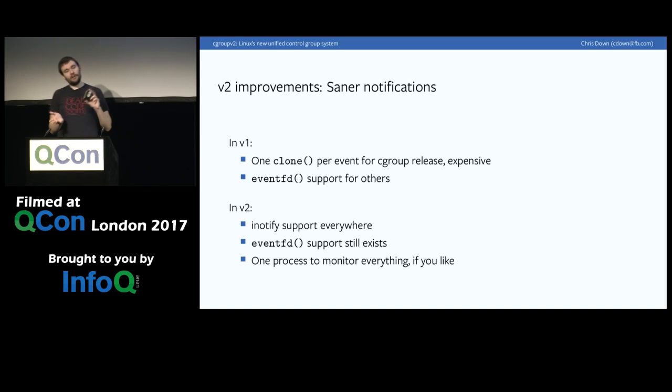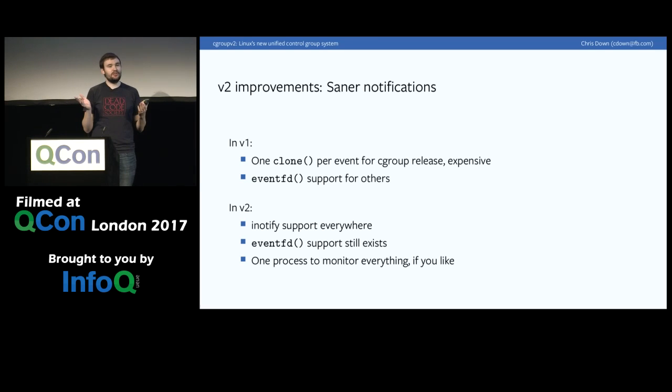But it makes sense, since these are all files, to have more file-based APIs, like inotify. So in V2, we have inotify support. You get a modification event when things change. And all events now support event-fd with poll. Generally, this is an easier API. User space utilities already exist, so you don't have to write your own. You can use something like inotifywait to get notification about cgroups. And the idea here is you have one process which can monitor your entire cgroup hierarchy instead of having a clone for every single event which is fired.